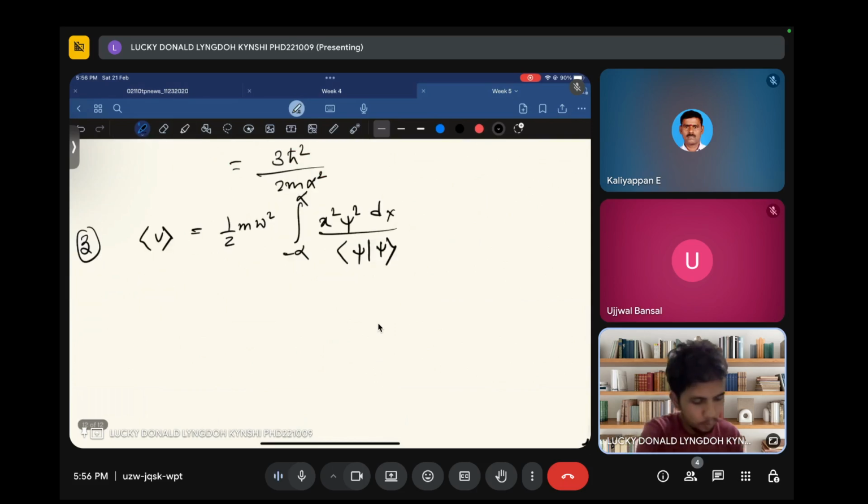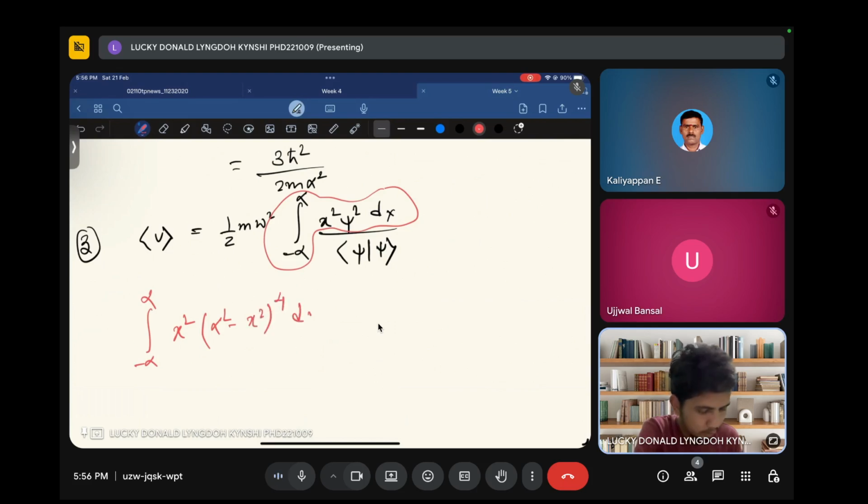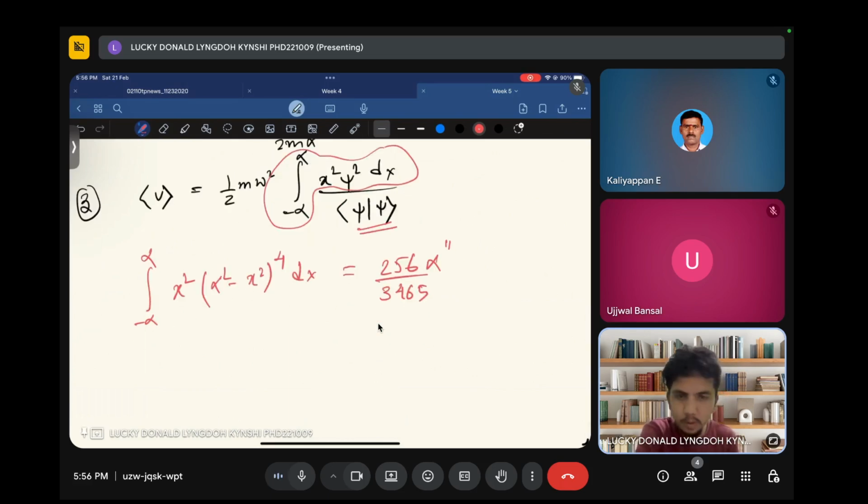Okay, so first you perform the first integration, which is equal to minus alpha to plus alpha x square psi square. Anyway, you already know, x square times (alpha square minus x square) to the power 4 dx. If you solve this again, it's the same thing. You will get 256 by 3465 alpha to the power 11. Then psi also you already know.